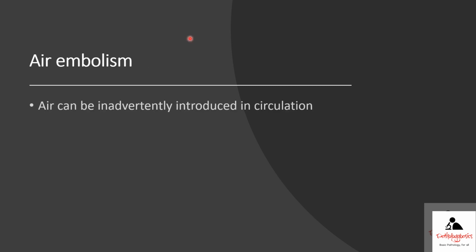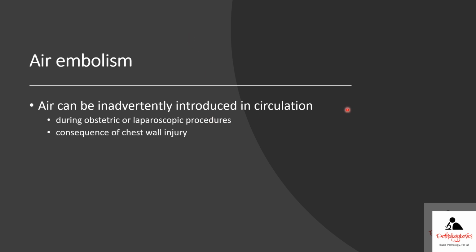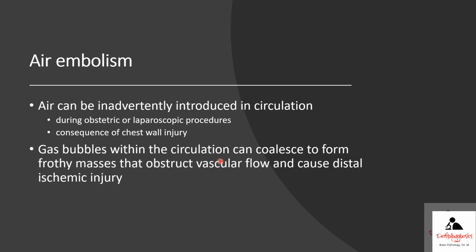Air embolism. Air can be introduced in circulation during either obstetric or laparoscopic procedures, or it can happen as a consequence of chest wall injury. What happens is these gas bubbles within circulation can coalesce and form frothy large masses. These large masses can obstruct vascular flow, and wherever it is obstructing the vascular flow, distally there will be an ischemic injury.